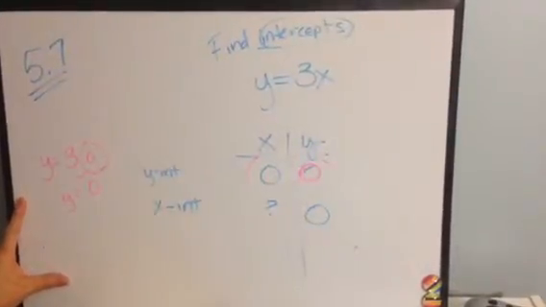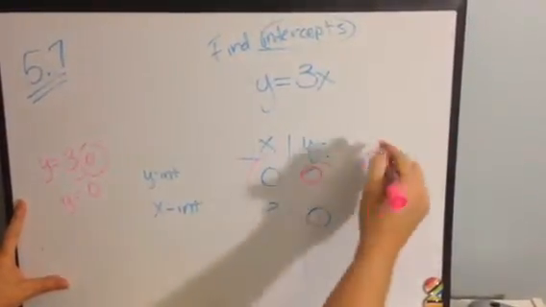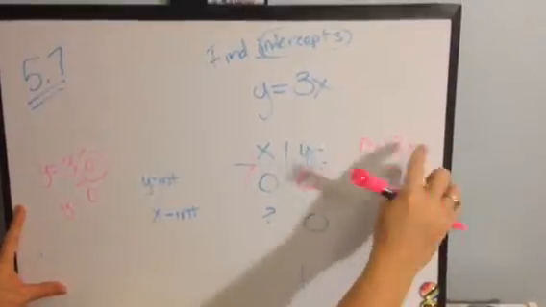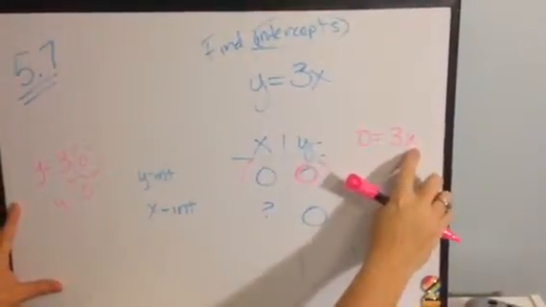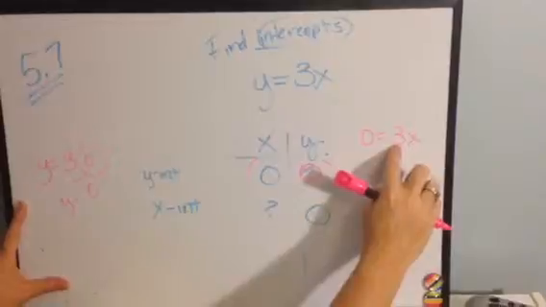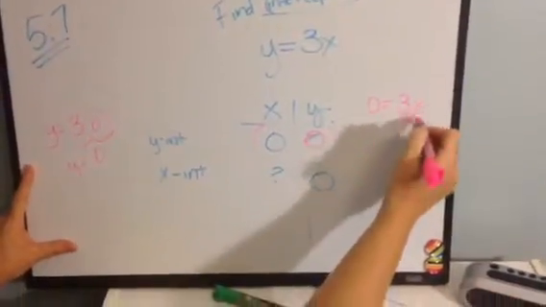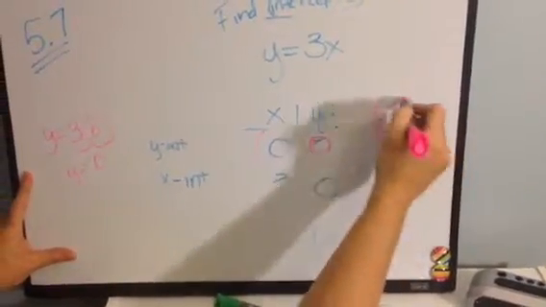I'm going to do this one on the other side. So this time my y is 0. So I have 0 equaling 3x. Well, here's my variable. You want to ask yourself, what's the equation doing to my variable? They're multiplying by 3. So the opposite of multiplying by 3 is divide by 3. Divide by 3. Those guys cancel out.